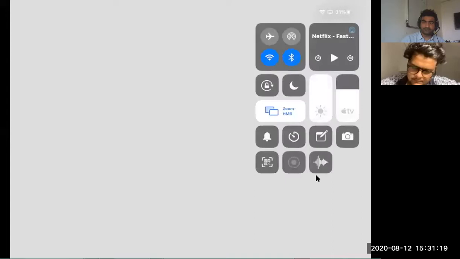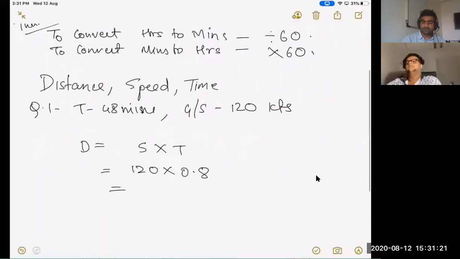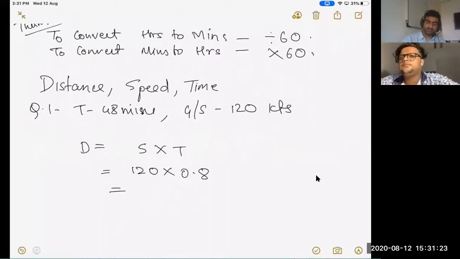Are you following? There are two ways to solve: using the nav calci and using normal mathematical calculations using a normal calculator. Distance is equal to speed into time, correct? 120 into 0.8. For this, you should have your scientific calculator.